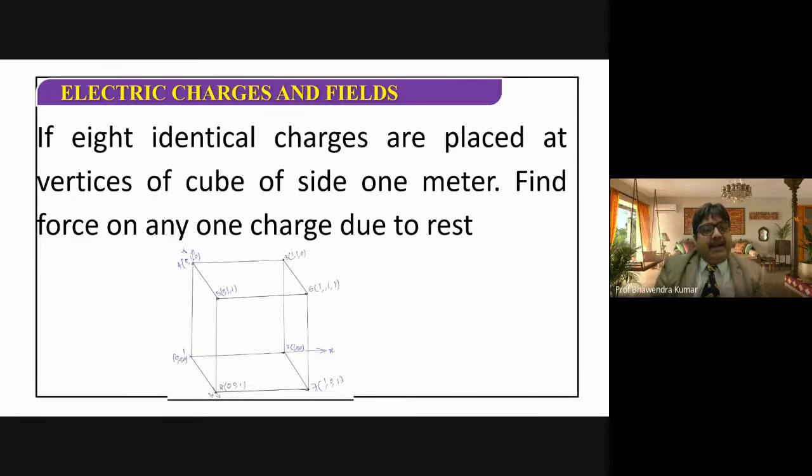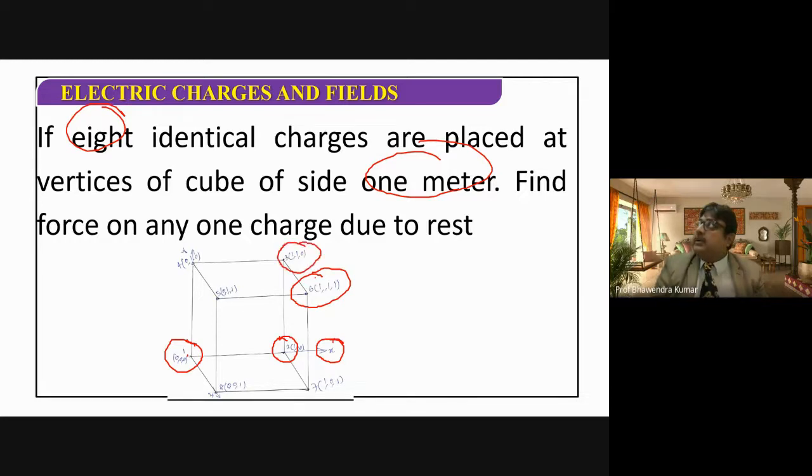There are 8 identical charges placed at the vertices of a cube of side 1 meter. We have to find the force on any one of the charges due to the rest. In the solution I have taken, I have considered the net force on charge 6. So there are 6 charges. One is at corner number 1, that is 0, 0, 0. The other is at corner number 2, that is 1, 0, 0, because it is on the x-axis. The third charge is here, that is 1, 1, 0. The fourth charge is here on the y-axis, that is 0, 1, 0.